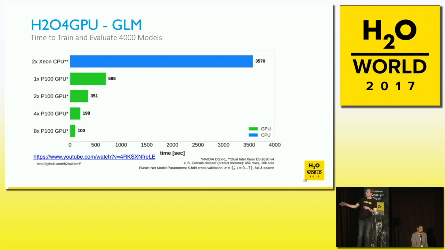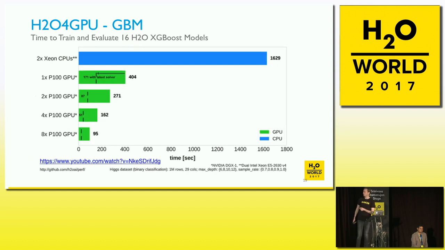As you can see, this is our GLM implementation. Here we were training 4,000 models, both on CPU, using a double Xeon CPU, and several GPUs. So even with the one GPU case, we are still like 5-6 times faster. And as you can see, both of those pieces of hardware are very, very similar cost-wise. So there's really no reason to go to the CPU.